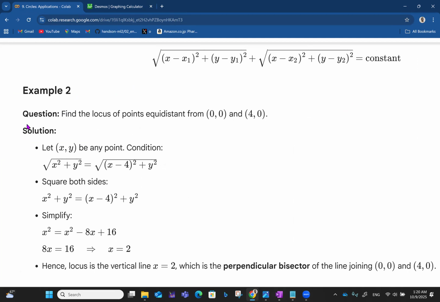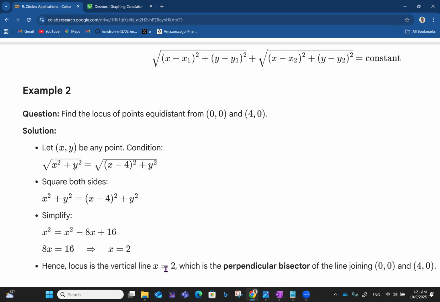So solution: let x and y be any given point. So the condition is square root of x minus 0 squared plus y minus 0 squared equals square root of x minus 4 squared plus y minus 0 squared. If you square both sides, you have x squared plus y squared equals x minus 4 squared plus y squared. If you simplify, you have x squared plus y squared equals x squared minus 8x plus 16. x squared cancels out, so you have 8x equals 16, and x is equal to 2.